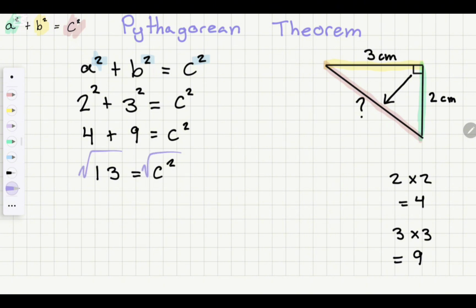Okay? So I'm going to plug that into my calculator. I'm going to press the square root button and then 13. And I get, we're going to round it to 2 decimals, 3.61 equals c. So I know that our hypotenuse is 3.61 centimeters. Let's move on to the next equation.